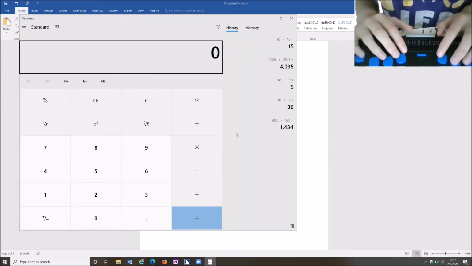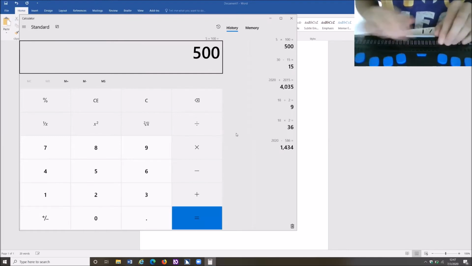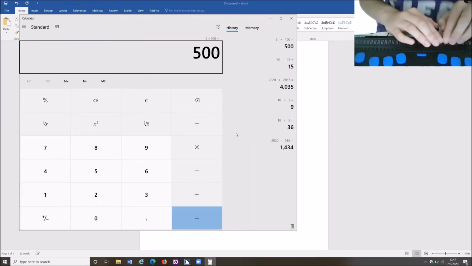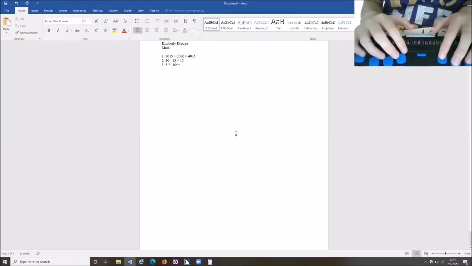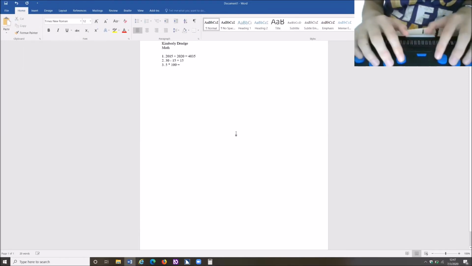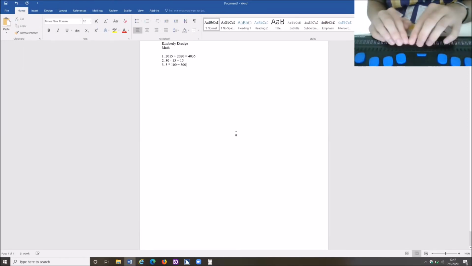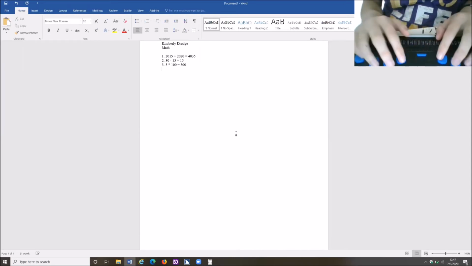Clear expression, zero. Okay, 5 times 100. 500. Okay, copy. Copied. Document one, Word, edit, and pasted. And enter. Enter. Number four, period, space. Go ahead and do a division problem.